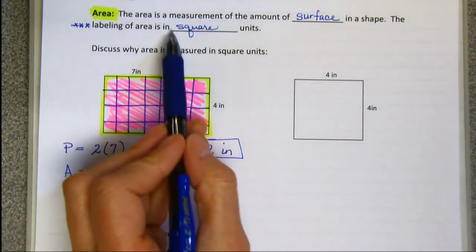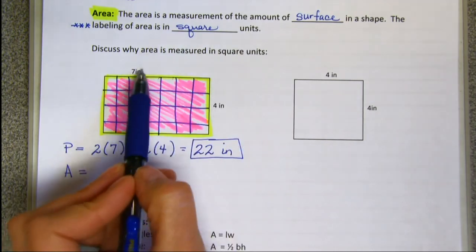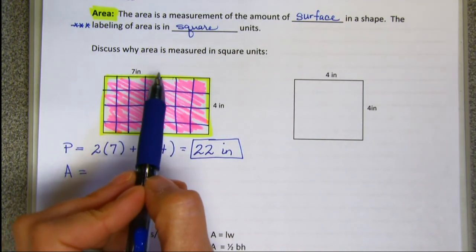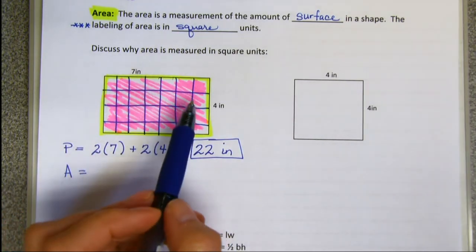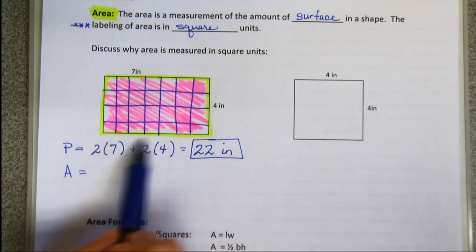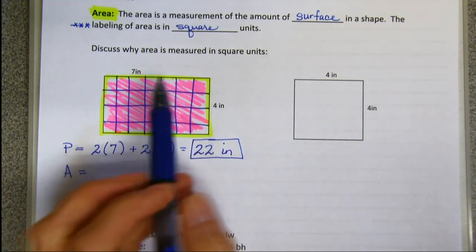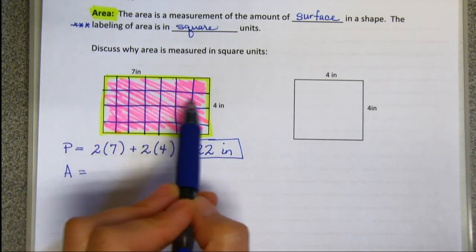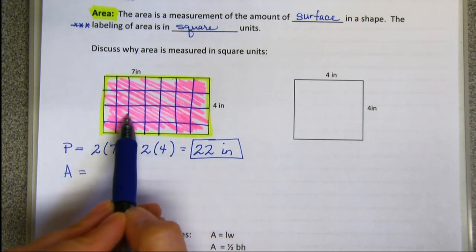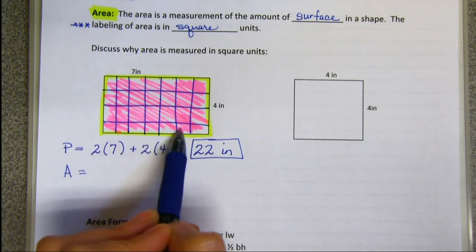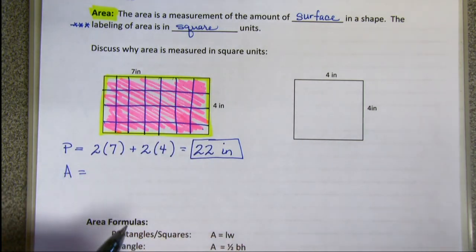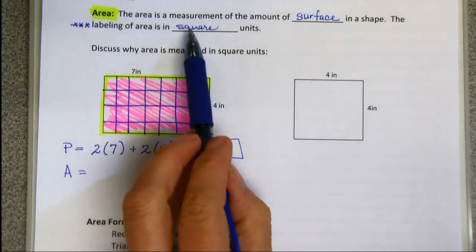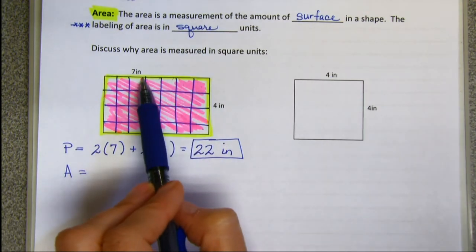The reason this is in square units, and our unit is inches, so it would be square inches, is because we're asking how many squares does it take to fill up this rectangle? 1, 2, 3, 4, 5, 6, 7, 8, 9, 10, 11, 12, 13, 14, 15, 16, 17, 18, 19, 20, 21, 22, 23, 24, 25, 26, 27, 28. So my answer is 28 square inches.